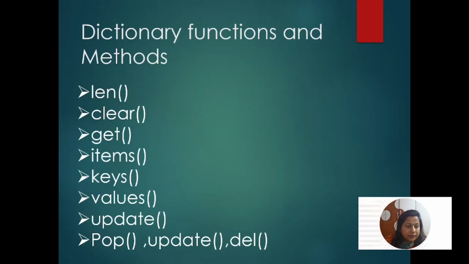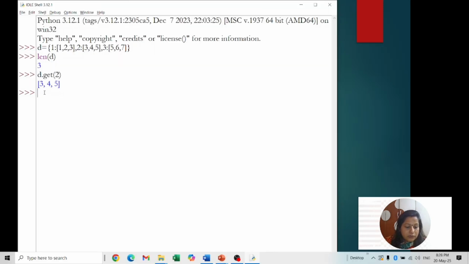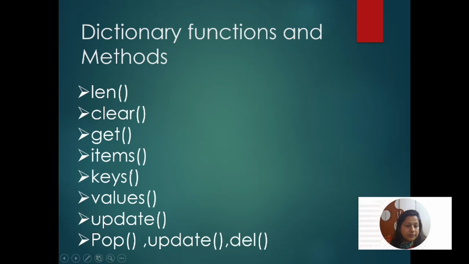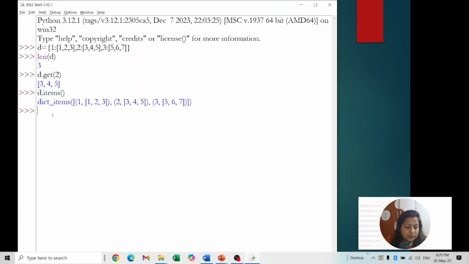Okay, and next one, items(). So you have to mention d.items(). You will get both key and value in the form of a list. Each one is a pair, and one more bracket has also come, and each one is not giving a colon, instead a comma. Okay, and next one, after items, is keys. What is the meaning of keys? It is going to give you the keys.